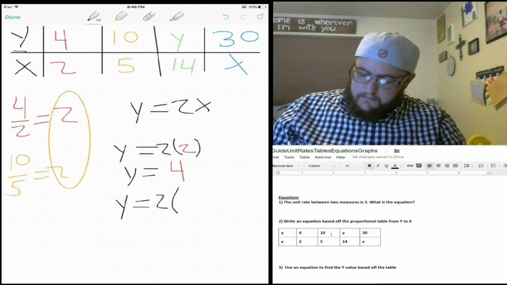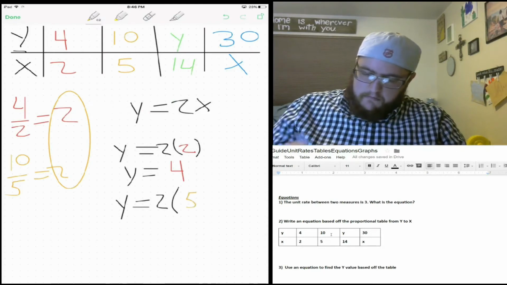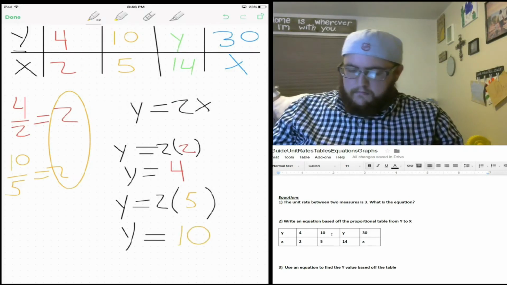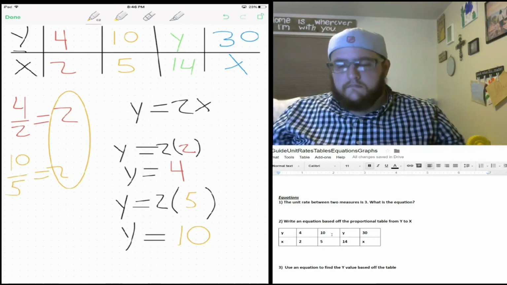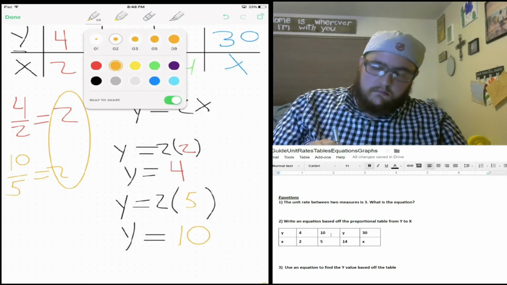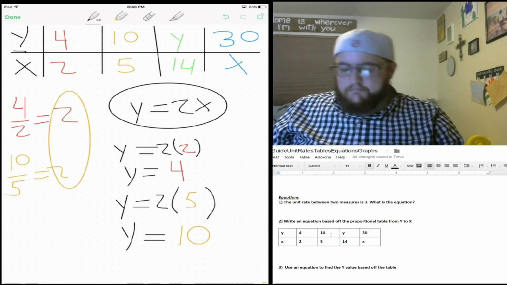if we plugged in 5 as our x value, and followed our equation, so we multiplied it by 2, we would get y is equal to 10, which, as you'll notice, is the corresponding y value in our table. So we've successfully proven that our equation is correct. So our equation for this set of data is y equals 2x.